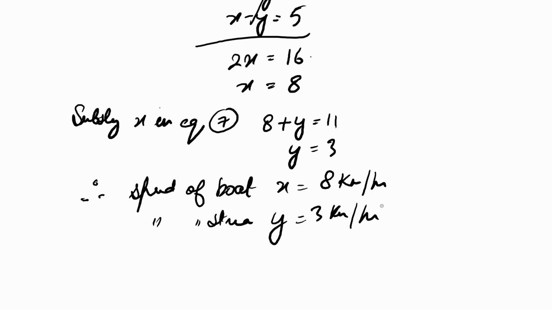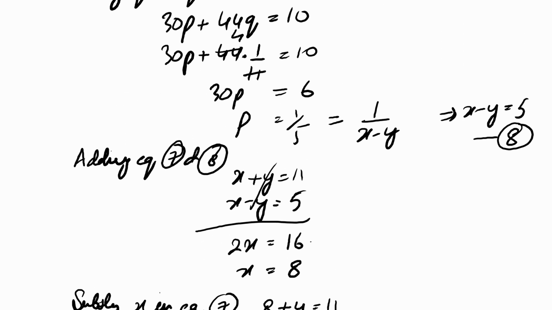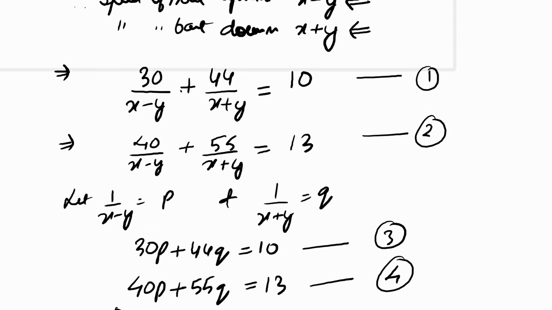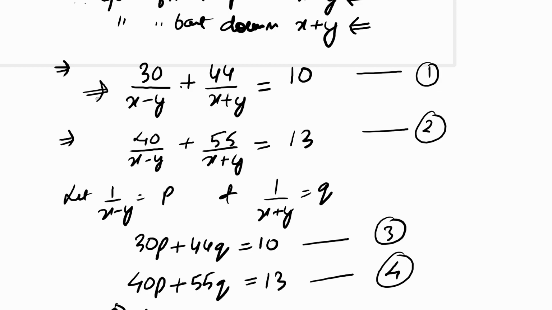When we form these equations, we don't get a linear equation in two variables. As you can see over here, these are not linear equations in two variables. Okay. So we have to convert them by taking proper variables. We will take 1 upon x minus y is equal to p and 1 upon x plus y is equal to q. Okay. Now let's move on to the next question.